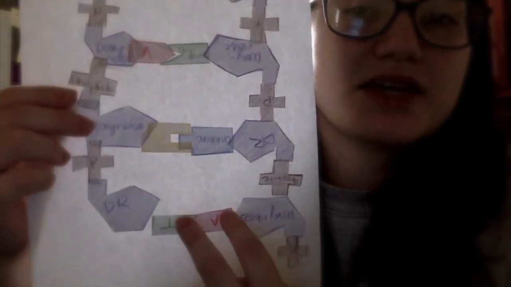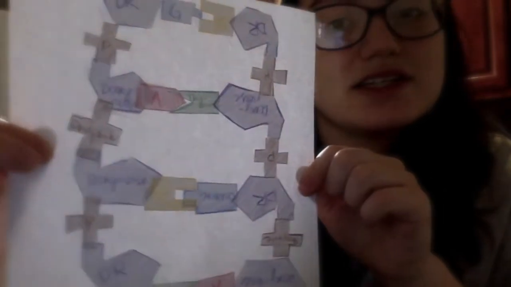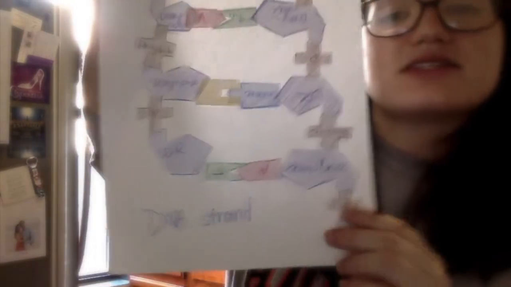Remember we described it kind of like a ladder shape because these bases in the middle are what make up the rungs of the ladder. We see that A matches up with T, C matches up with G, and etc. So this is your completed DNA strand. I'm going to label mine at the bottom. So this is my DNA strand. Okay, so this is my double-stranded DNA. Here's just my single nucleotide. This is what your finished product should look like.